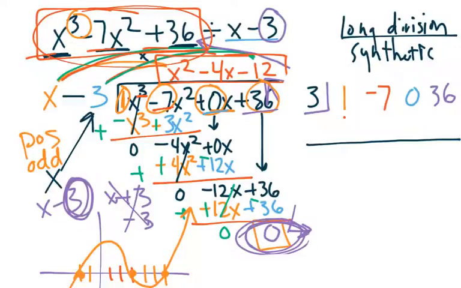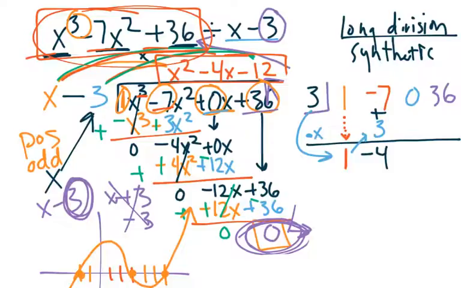We say, okay, this 1, we don't have anything for it yet, so we pull it down and we put it on the bottom. Then I'm going to say, okay, let's take this 3 and let's multiply. So 3 times 1 is 3. Then I take that 3 and I place it under the 7. Then I'm going to add those two. Negative 7 plus 3 would give us a negative 4.